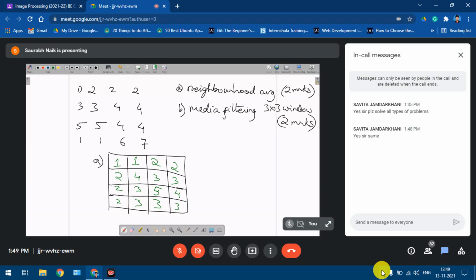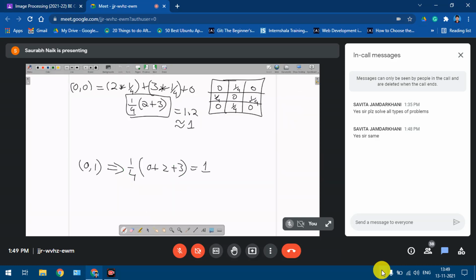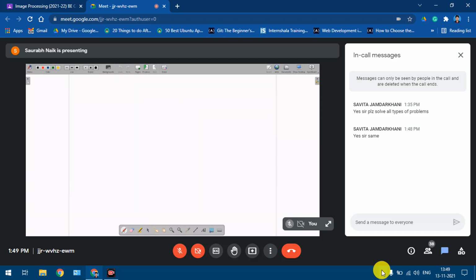Okay, so then we have median filtering. Let me just get that image again. So in median filtering, since we have been specified that the median filtering window is 3 by 3.